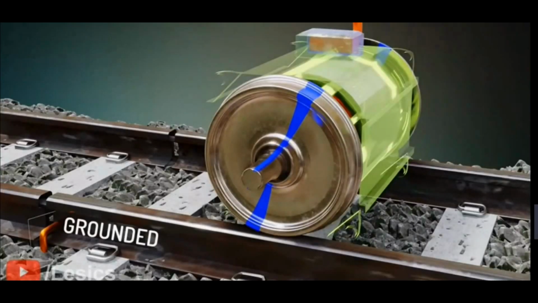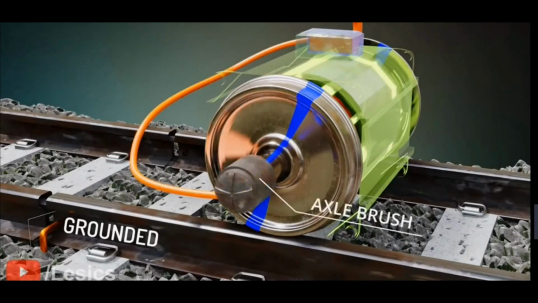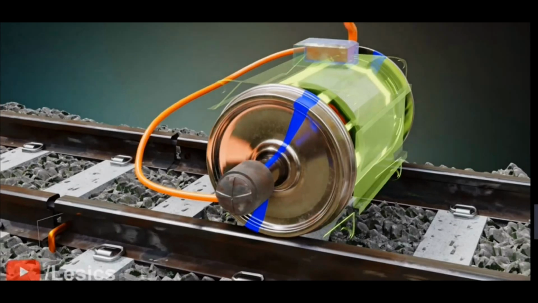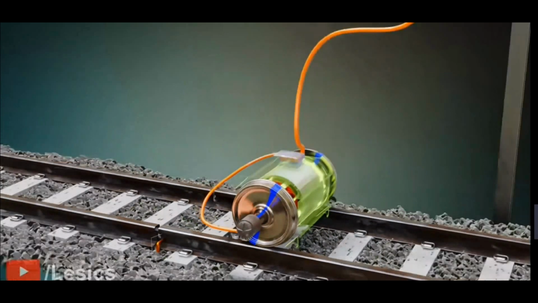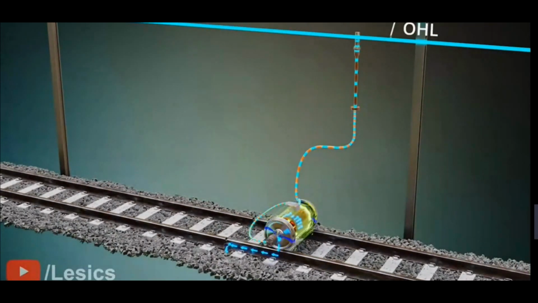This grounding connection is possible because the wire is first connected to the wheels through an axle brush. The wheel is always in contact with the track, and the track is grounded, as shown. You can see how the current from the OHL flows to the ground. It first passes through the induction motor, then the axle brushes, then the wheels, and finally to the track and ground. When the current passes through, the induction motor's rotor spins, along with the wheels.